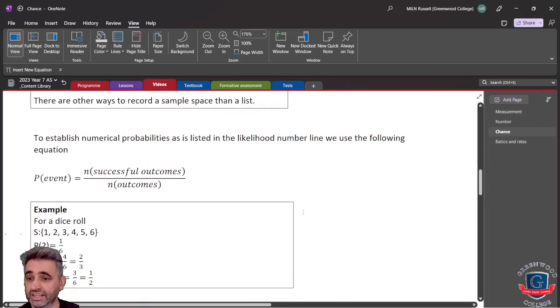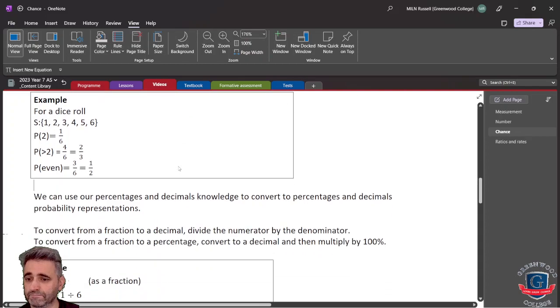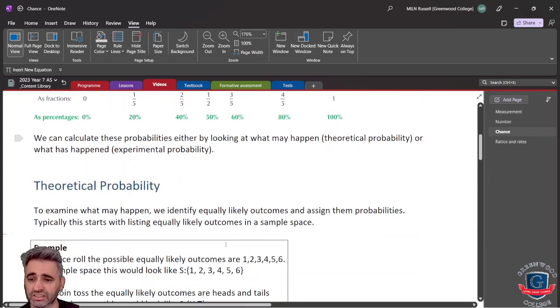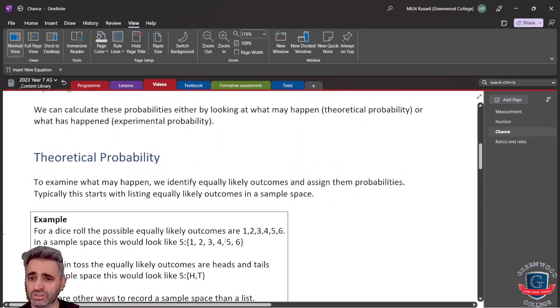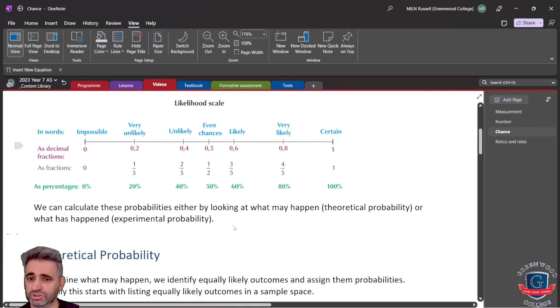And then we could look on our table up here and say, well, a sixth, where would that be? Down here somewhere, so that's pretty unlikely. We could look at a half, that's in the middle, so that's even chance. And 2/3, that would be up here somewhere, that's a bit better than likely. So now we've got a fairly precise way of describing it against our scale of words.